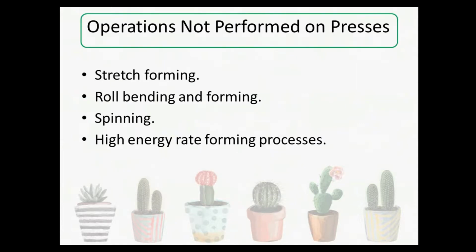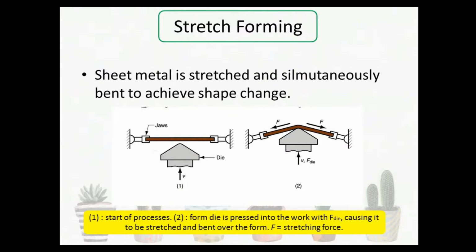The operations that are not performed on presses are stretch forming, roll bending and forming, spinning, and high energy rate forming processes or HERF. This is stretch forming. Sheet metal is stretched and simultaneously bent to achieve shape change. So this is the beginning of the process, and the form die is pressed into the work with force, causing it to be stretched and bent over the form.